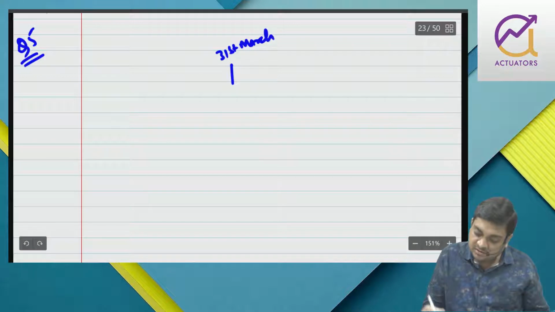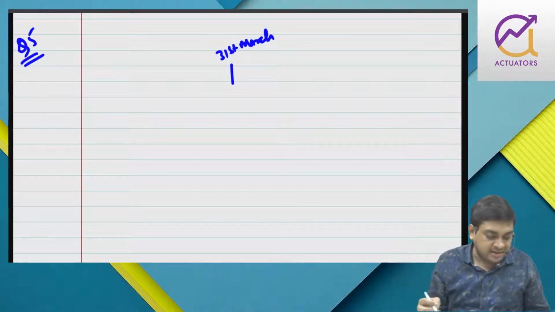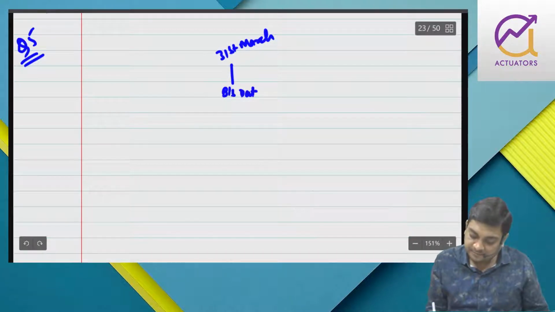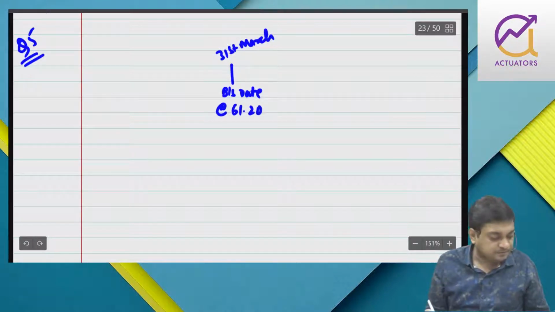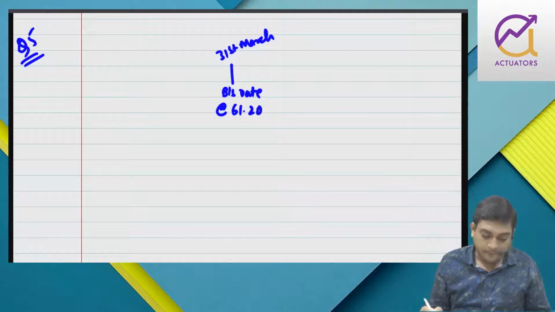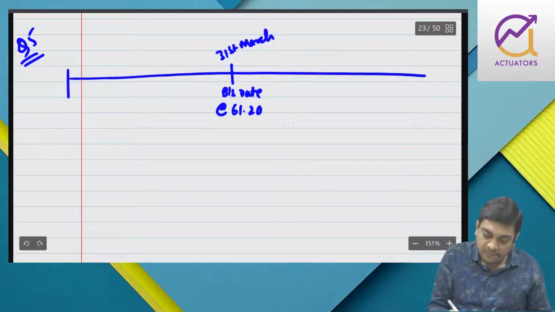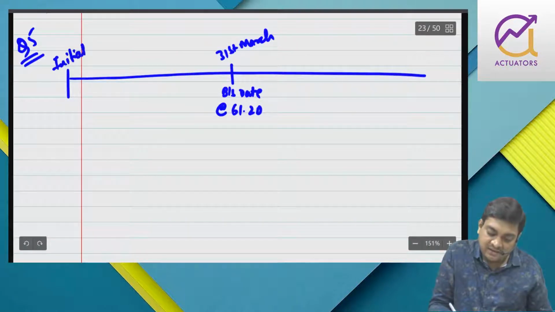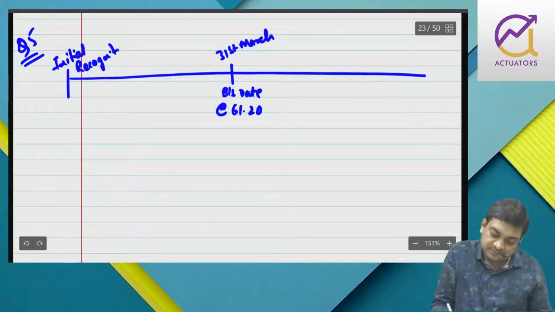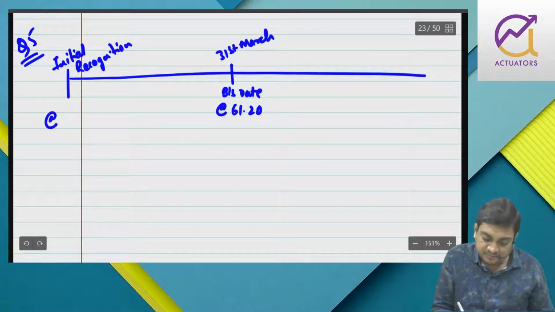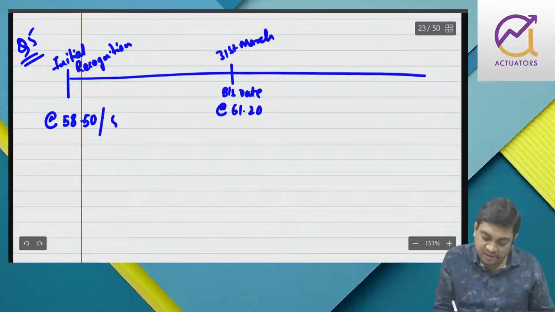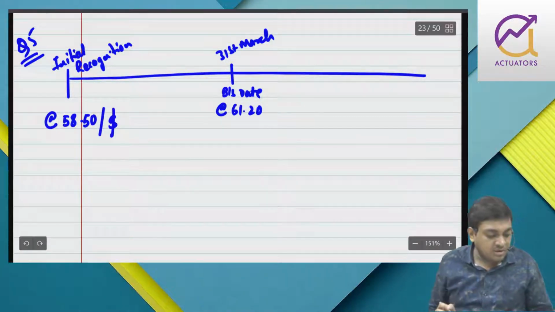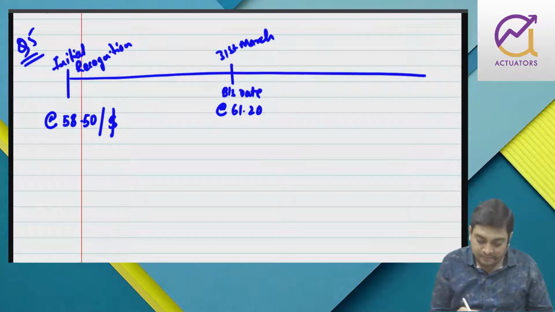31st March, the rate is, this is the balance sheet date, right? $61.20. Sometime earlier I have done initial recognition at the rate of 58.50 per dollar, and that amount, the foreign debtor amount, is 5 lakh.